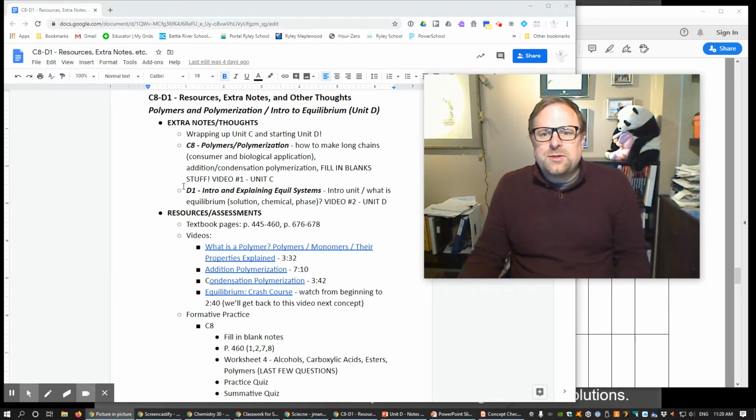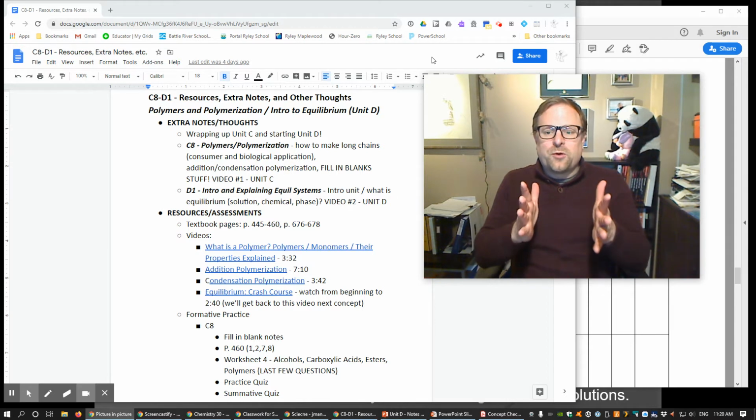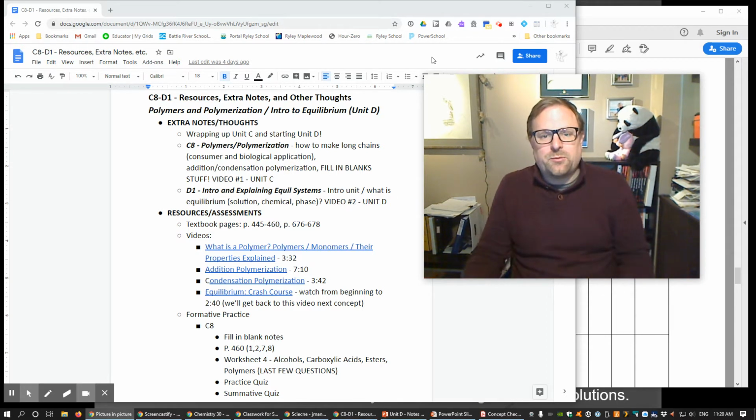So what I'm going to do today is a very, very short lesson on what equilibrium is and talking about the different kinds of equilibrium that we have. And then we're going to start to focus in on chemical equilibrium, which is the one that we're paying attention to for the rest of this unit.